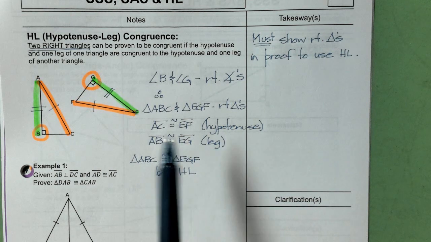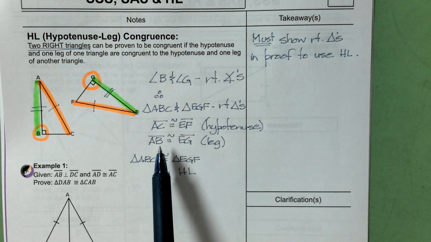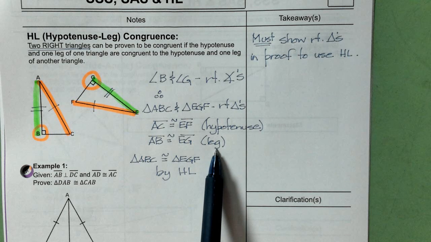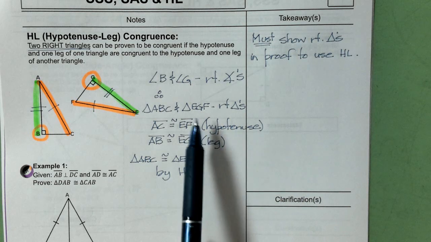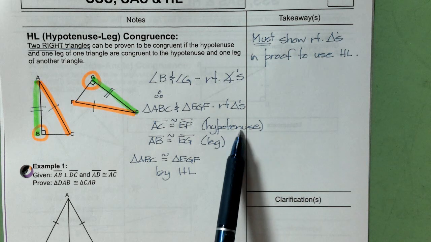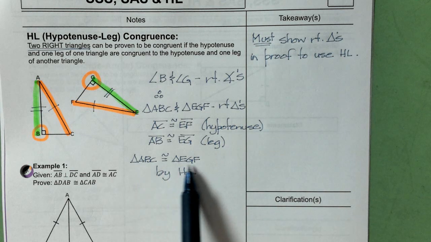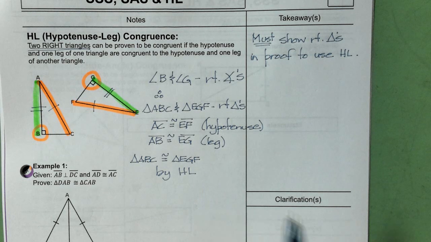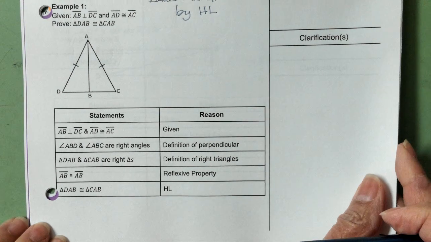That is the hypotenuse. The hypotenuse is always across from the right angle. And AB is congruent to EG, though that is one of the legs. Now, it doesn't matter which set of legs you use as long as they are corresponding. Because I have a right triangle where the hypotenuse and leg of one triangle is congruent to the other, I have congruent triangles by hypotenuse leg. Okay? So let's look at example 1.